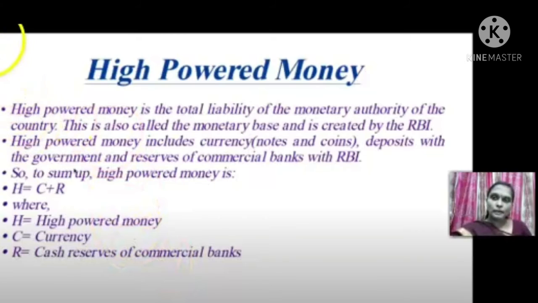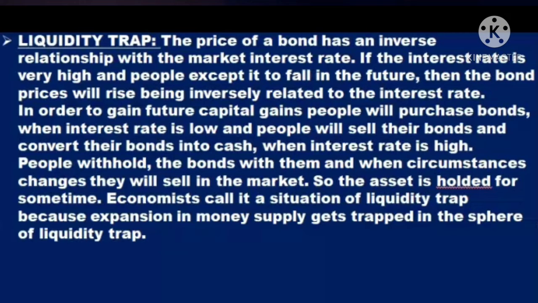Liquidity trap. The price of a bond has an inverse relationship with the market interest rate. So if the interest rate is very high and people expect it to fall in future, then the bond prices will rise, being inversely related to the interest rate. So in order to gain future capital gains, people will purchase bonds when the interest rate is high, and when it is low, people will sell their bonds and convert them into cash.